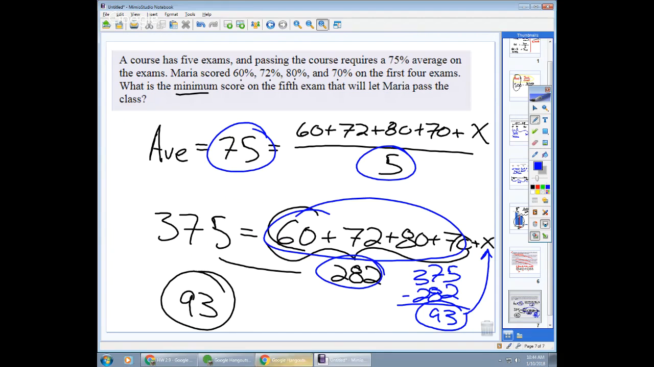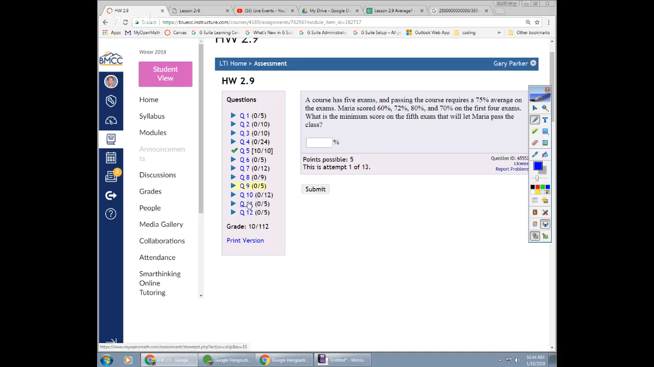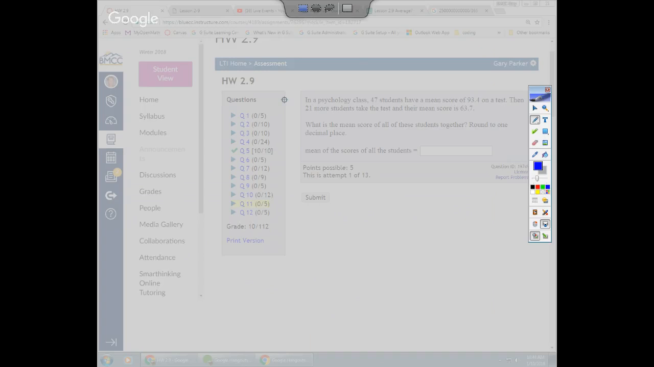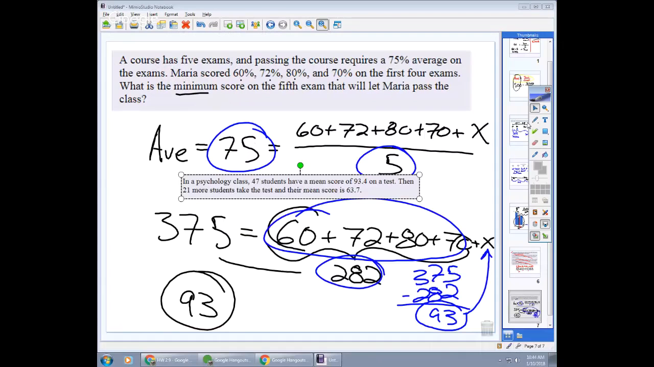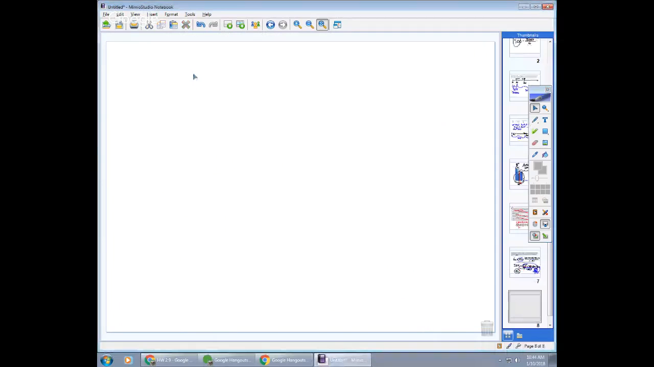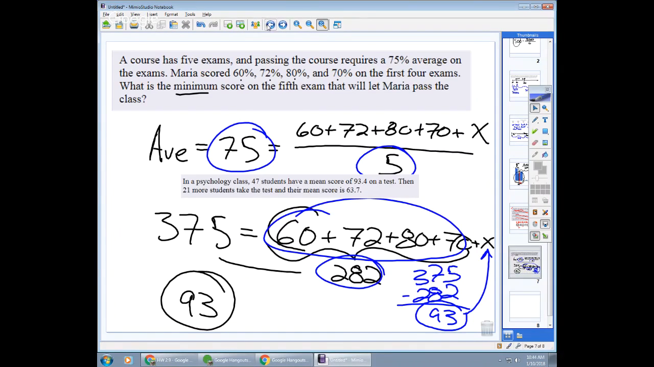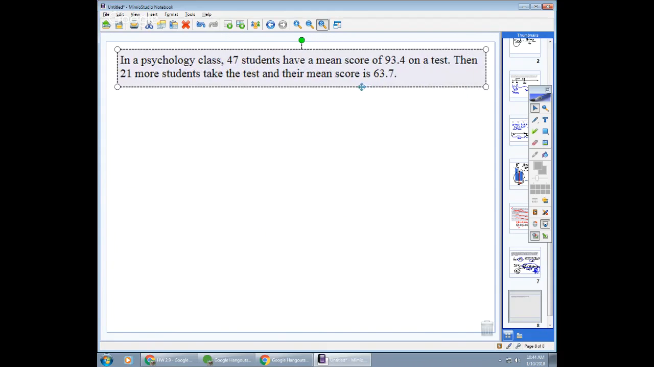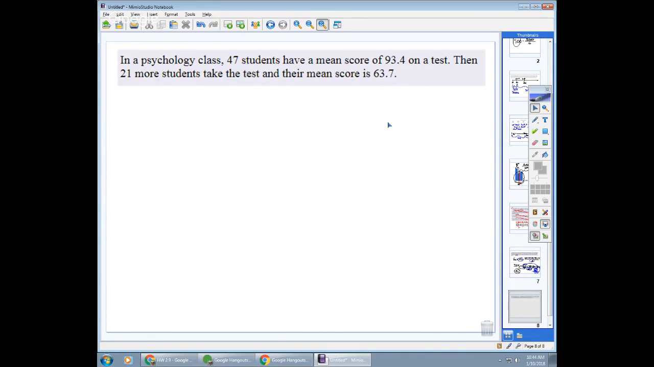So 11 and 12 are about weighted averages. So let's take a look at this first one. And I'll go back here. All right. All right, so there's a couple of different ways to attack this problem.